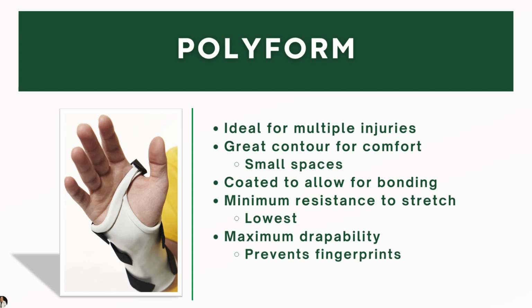So first, let's talk about polyform. So polyform is a great type of material because it can be used for a wide variety of different injuries. So for the wrist, hand, digits, and thumb. It has great contour for small spaces, so this allows for more comfort for the patient. It's coated to allow for bonding, meaning that the material can easily adhere or stick together.